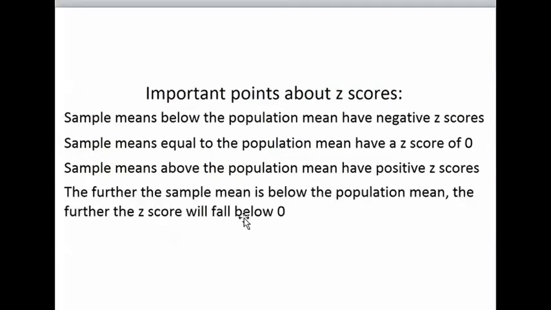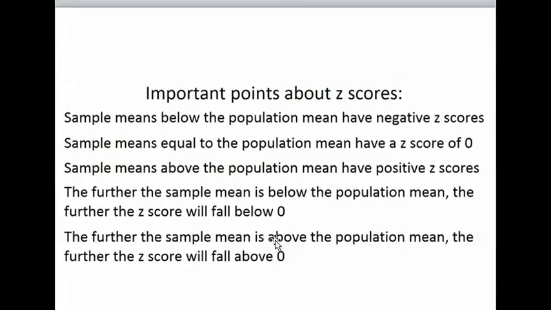Also, a sample mean that's far below the population mean will have a z-score far below 0. And a sample mean that's far above the population mean will have a z-score far above 0. So, a sample mean that highly underestimates the population mean will have a z-score that's far below 0, and a sample mean that highly overestimates the population mean will have a z-score far above 0. Overall, a z-score shows how extreme a sample mean is. If a sample mean is far below or far above the population mean, then that sample mean will either have a big negative z-score or a big positive z-score.